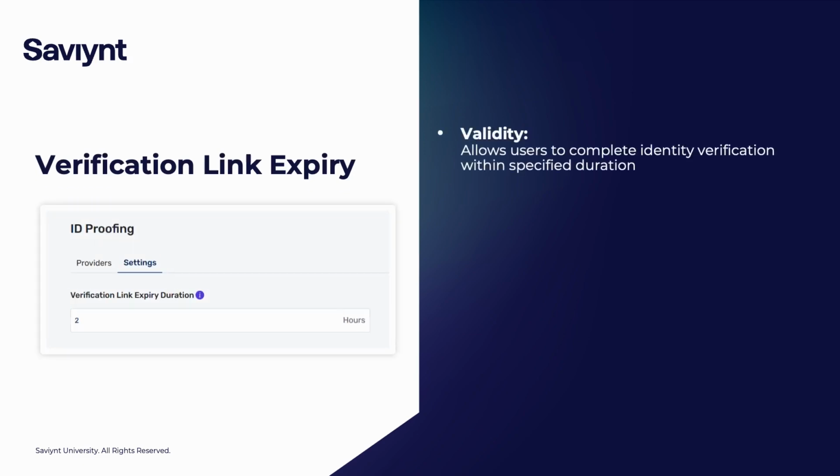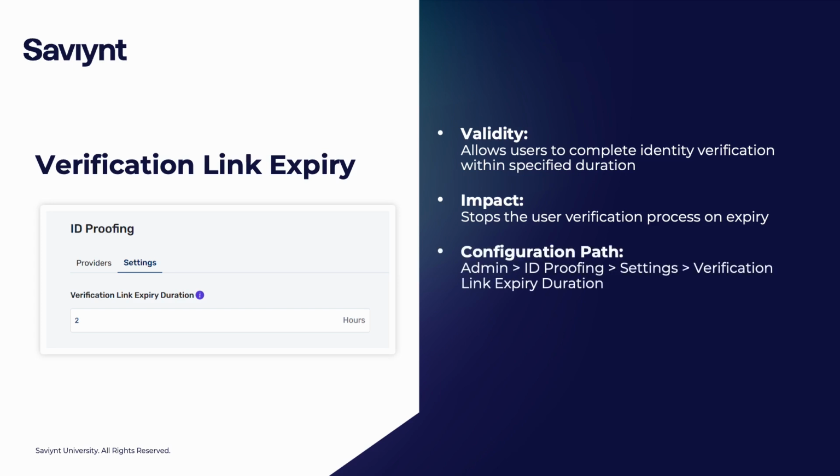Saviynt now allows administrators to configure how long an identity verification link remains valid after being issued. Once the link expires, users cannot complete their identity verification using the same link. This feature ensures security and encourages the timely completion of onboarding.